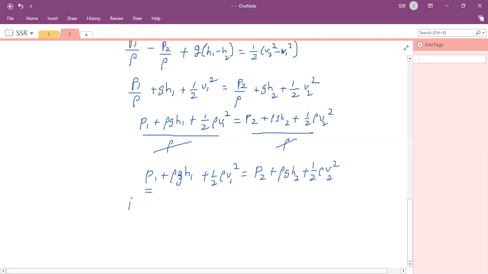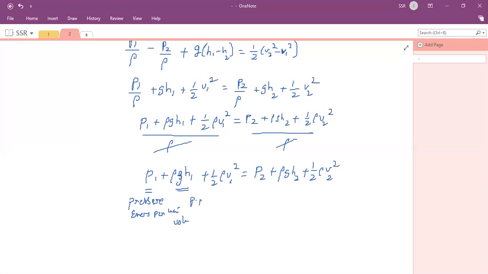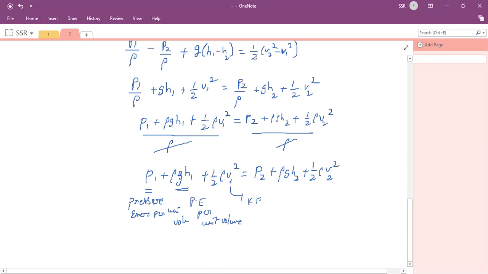Pressure energy per unit volume. What is rho gh1? Potential energy per unit volume. I remember initially I defined all these things: PE per unit volume. What is this half rho V1 square? Kinetic energy per unit volume of fluid.